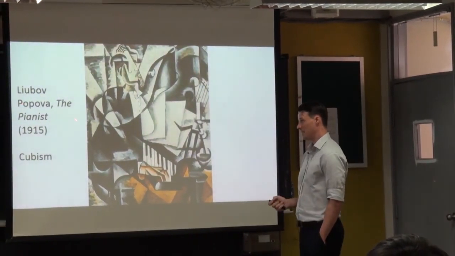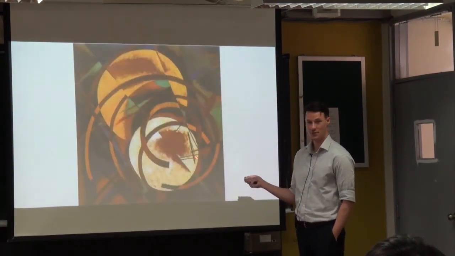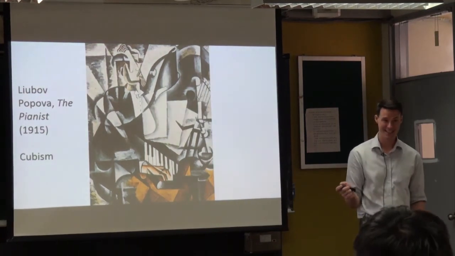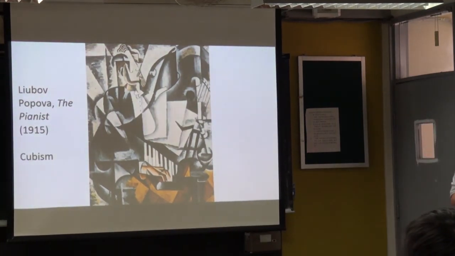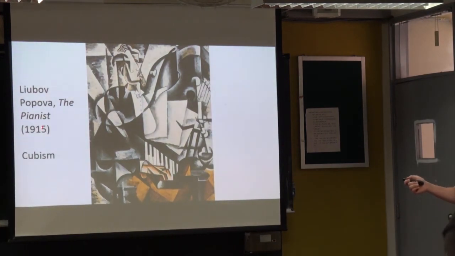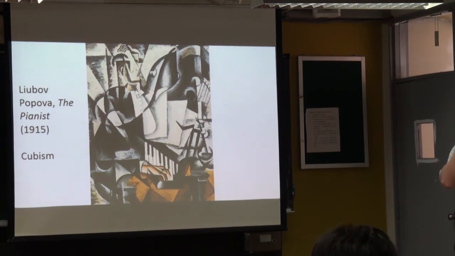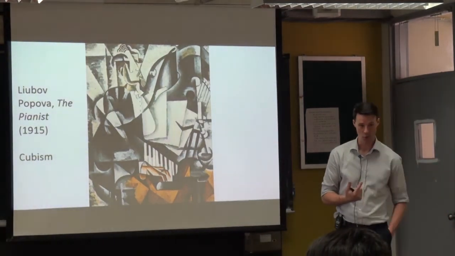This is another painting by the same artist, Popova. Okay, Popova is the one who did this painting, right? So here's another one by Popova. It's called The Pianist. A pianist is someone who plays the piano, right? It's from 1915. Okay, again, you need to think about what was happening in history during this time period. 1915 was right in the middle of World War I.